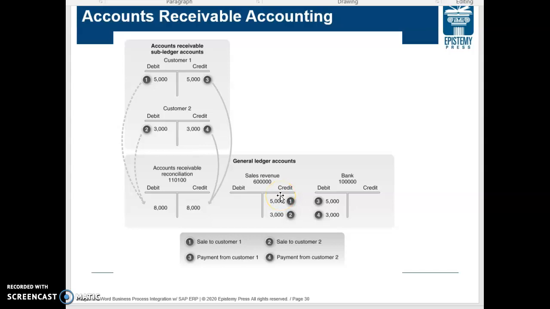The next step would be the payment from the customer. So when we receive the payment from the customer, we would debit our bank account and we would credit the accounts receivable sub-ledger account for each customer, and we would reconcile that on the accounts receivable reconciliation account.